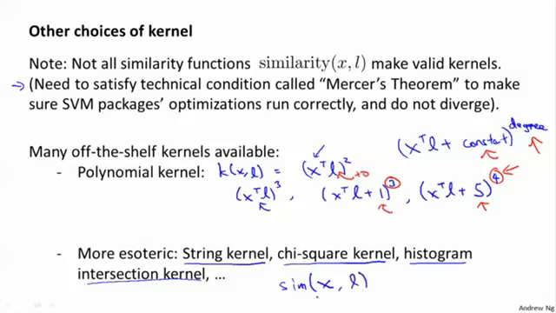But I personally end up very rarely, if at all, using these more esoteric kernels. I think I might have used the chi-square kernel maybe once in my life, and the histogram kernel maybe once or twice, and I've actually never used the string kernel myself. But in case you run across these in other applications, if you do a quick Google search or a quick Bing search, you should find definitions of these other kernels as well.